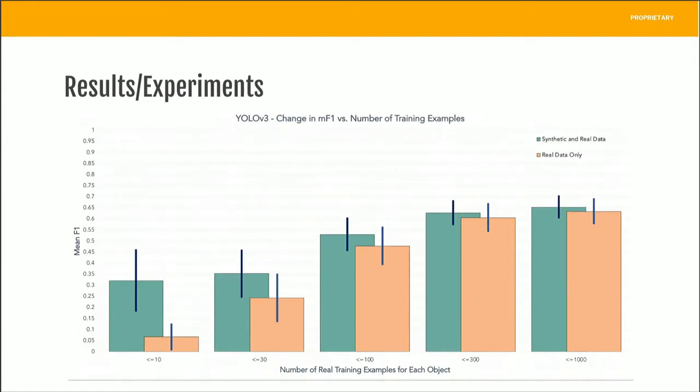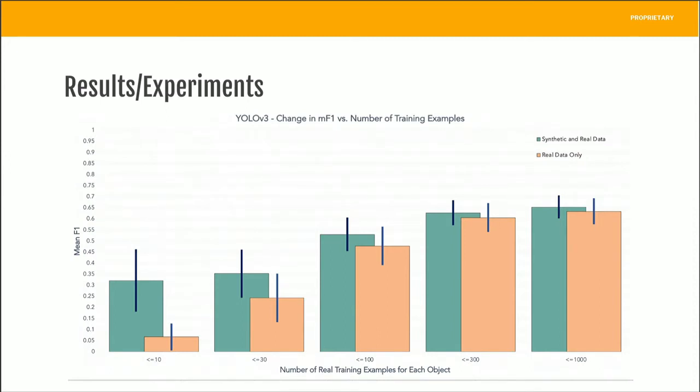Sure, thanks, Thomas. On this slide, we are really examining the value of synthetic data for the detection of rare objects. In this sense, we're investigating different breakdowns of training examples for each object. We're looking at the x-axis here. Say you only have 10 examples of a certain type of object. What is the value of synthetic data for boosting your performance? On the y-axis, we have our performance metric, which in this case is mean F1.